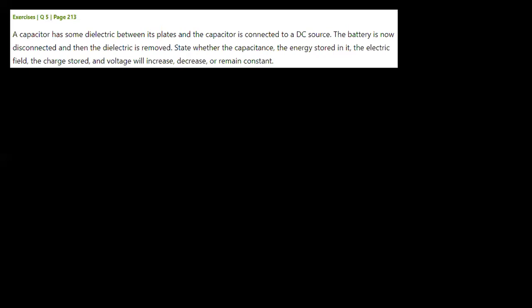A capacitor has some dielectric between its plates and the capacitor is connected to a DC source. Now the question is saying the capacitor is connected to a DC source. The battery is now disconnected and then the dielectric is removed. Since initially the capacitor was getting charged when it was connected to a battery, the charge will remain constant. I repeat once again how the charge is constant.